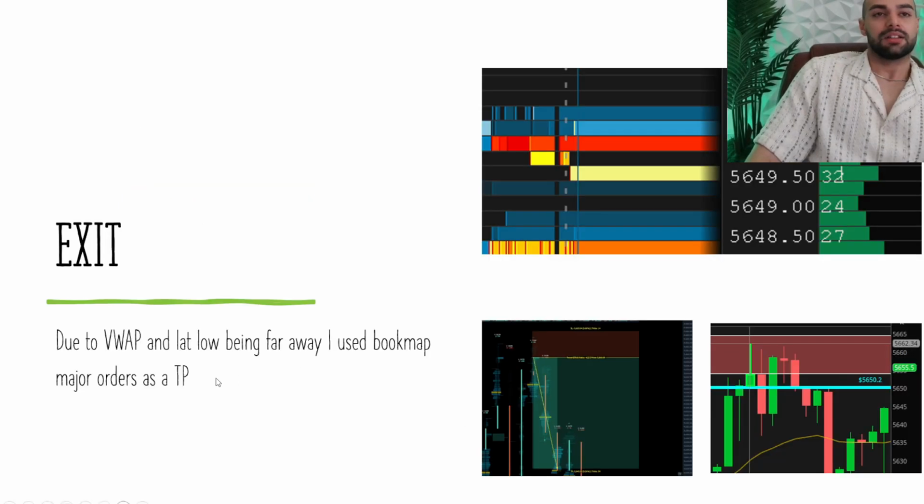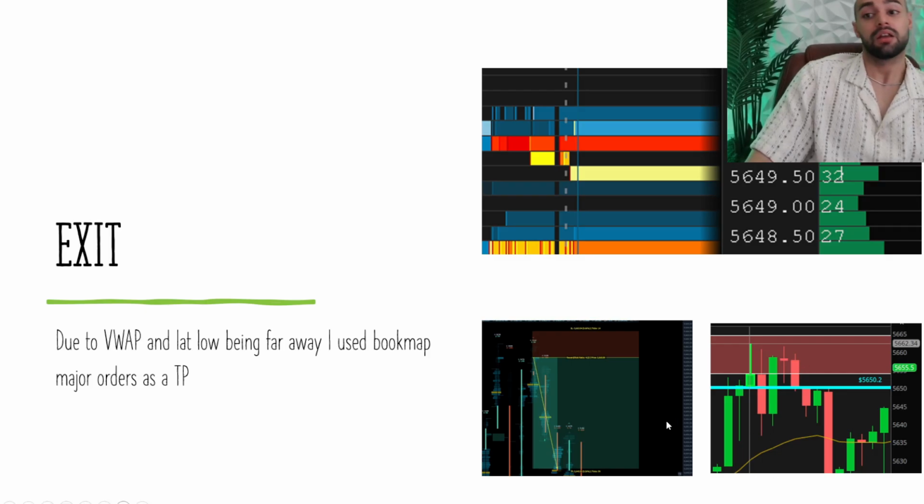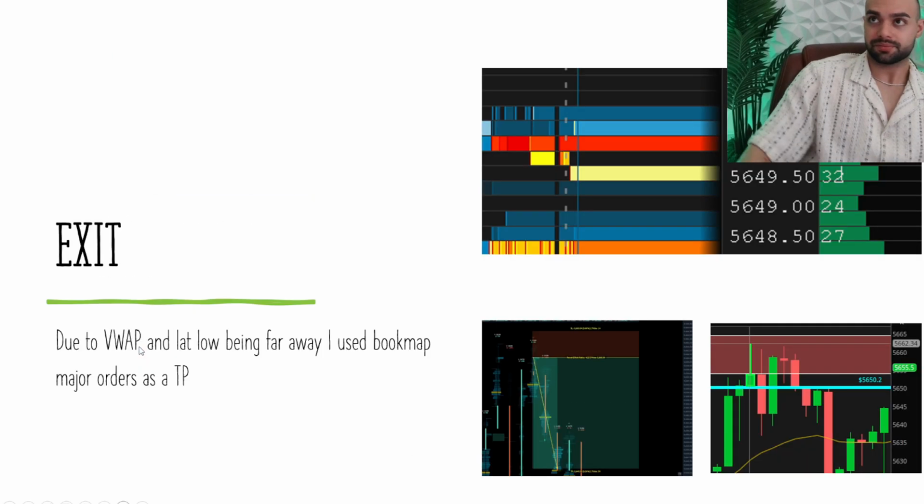What was my exit, right? Due to VWAP and this is the new low being far away, I use Bookmap. I use Bookmap to find any major orders as a TP because VWAP was kind of far for this, and I do scalp a lot, so Bookmap is what I use. And I think, let's see, yeah, it was these offers here that I used to get out.